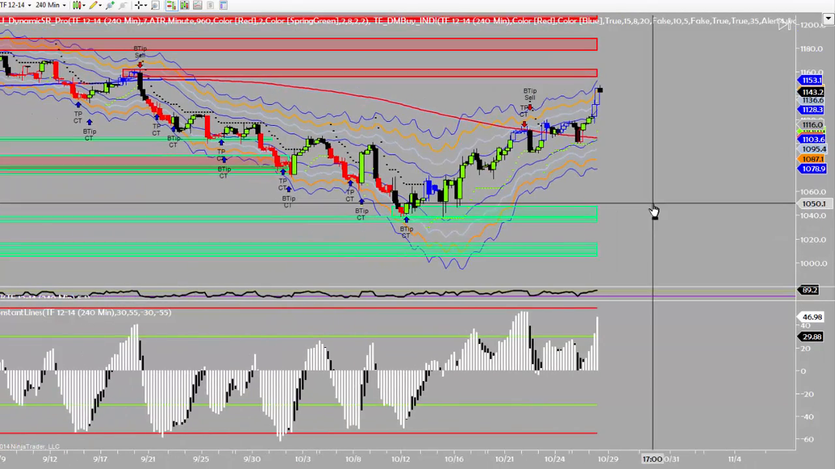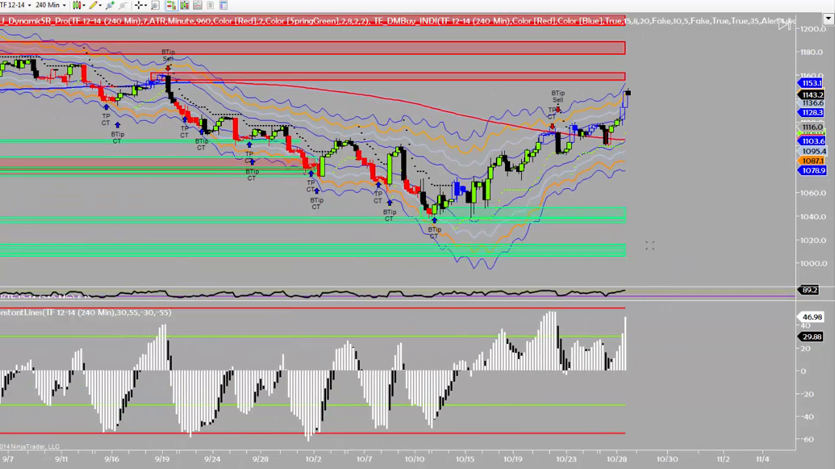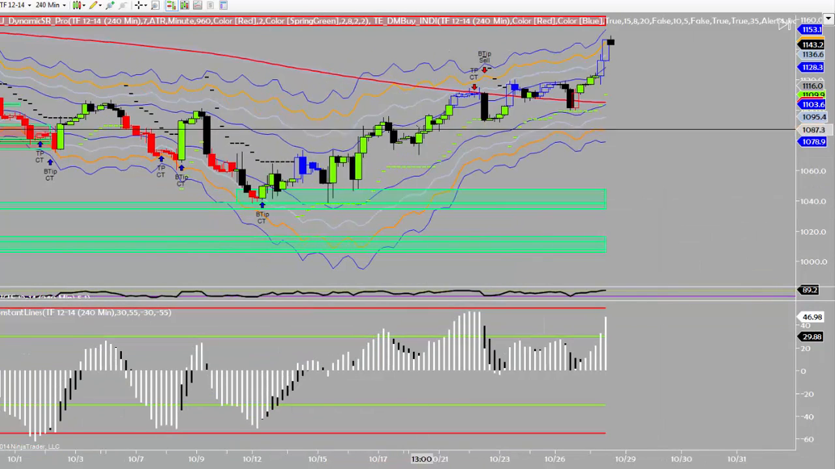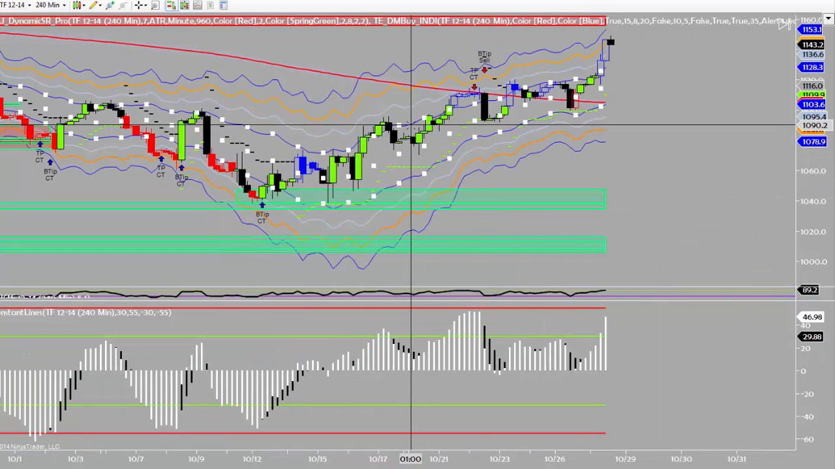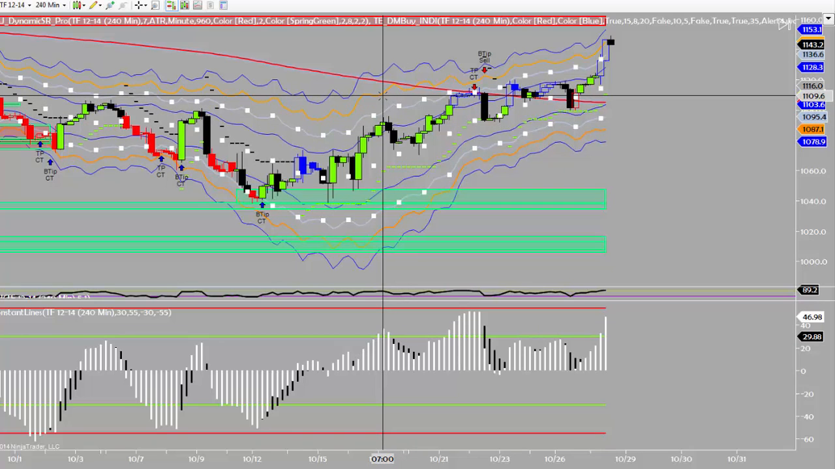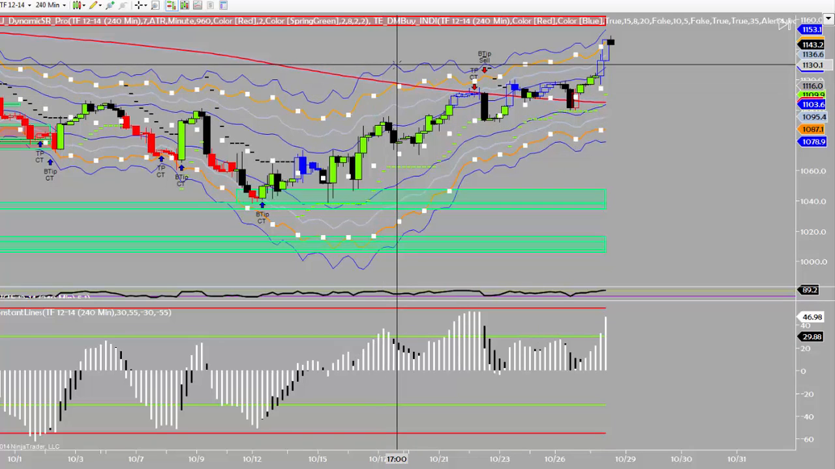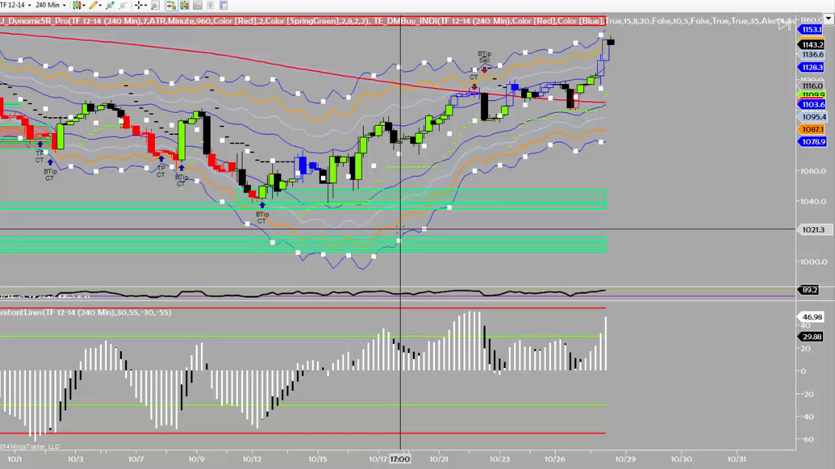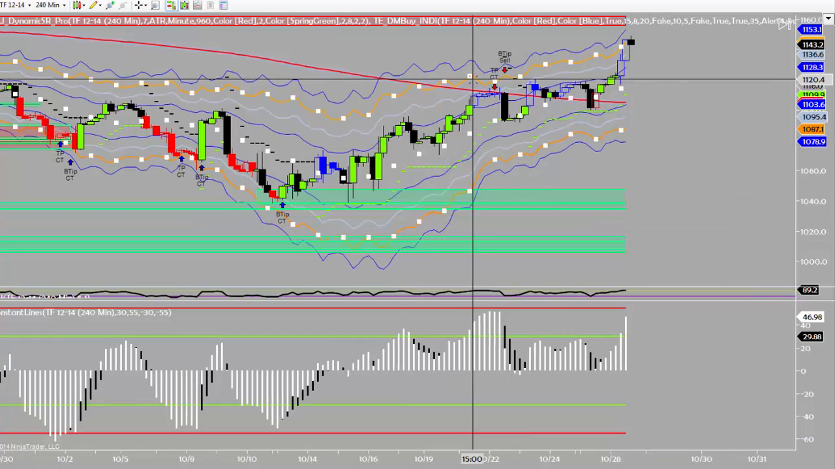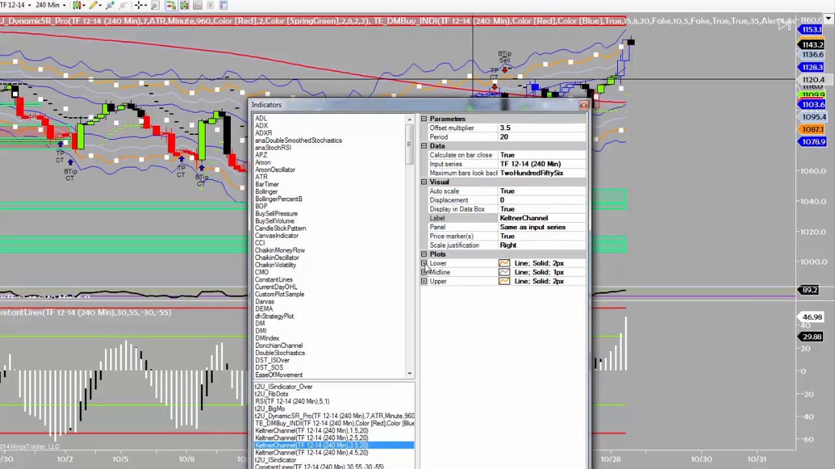Just wanted to show you something here. I've got my momentum indicator on here, and then these squiggly lines that you see, this is the Keltner channel. That's the 20-period Keltner with standard deviation at 1.5, 2.5, 3.5, 4.5. Number of times this market has moved outside of the 3.5 standard deviation, not very frequently.